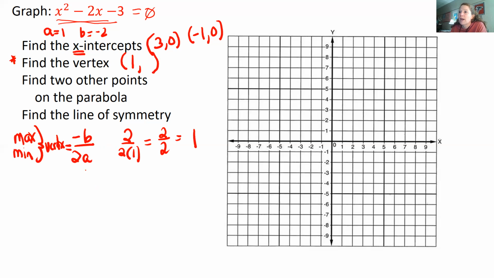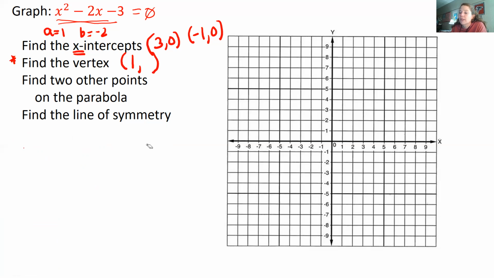Y'all remember how to find the y value. To find the y value, we take the x value, we plug it into the whole equation, and we figure out what our y value is. So if x is 1, I have 1 squared minus 2 times 1 minus 3. So 1 squared is 1. Minus 2 minus 3, so that would be -4, right? There we go.